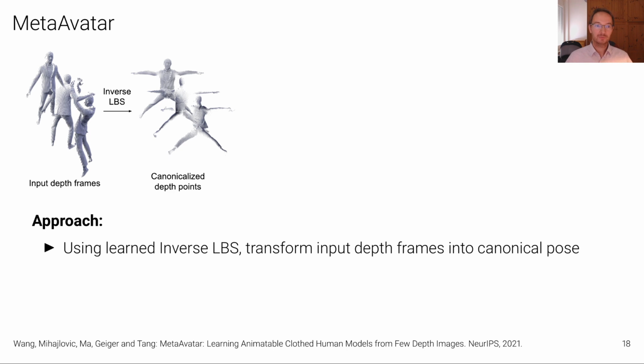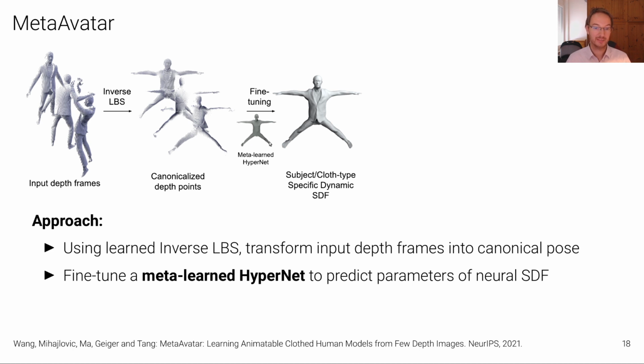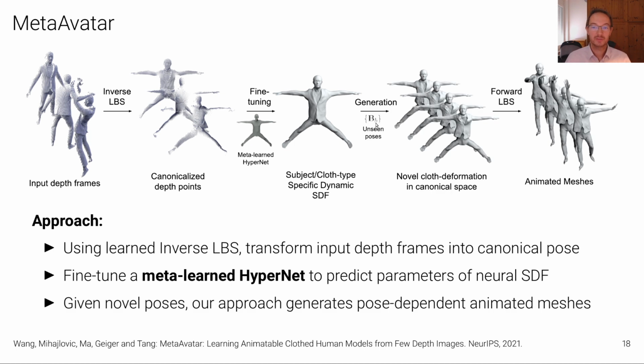Our approach at a high level works as follows. Using a learned inverse linear blend skinning model, we transform the input depth frames into canonical pose first. So we canonicalize the input 2.5D depth maps to get these incomplete 3D point clouds, but in canonical space. We then fine-tune a meta-learned hypernetwork, which is illustrated here, to predict the parameters of a neural signed distance function in order to obtain a subject and clothes type specific dynamic SDF. And finally, given novel poses, indicated here by the bone transformations, our approach allows for generating pose-dependent animated meshes.